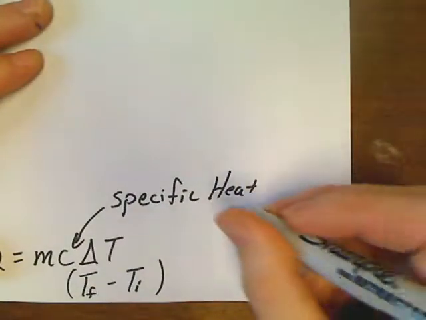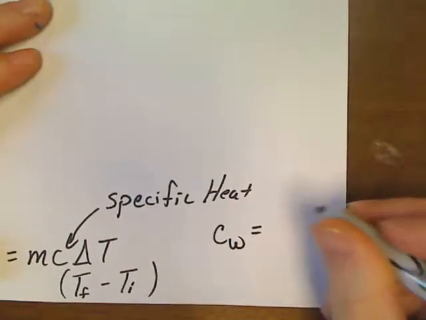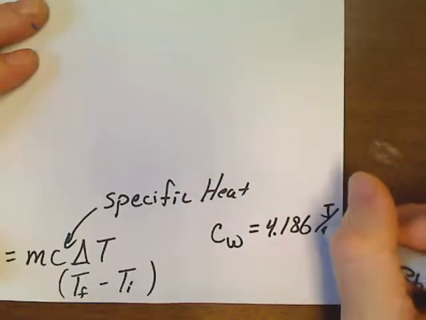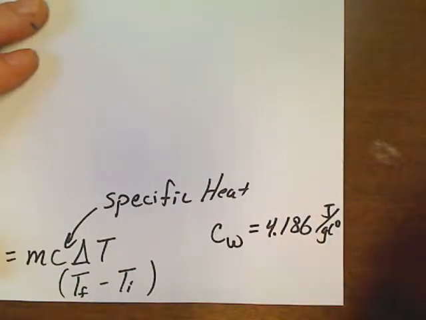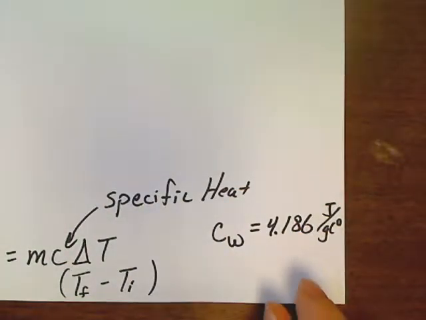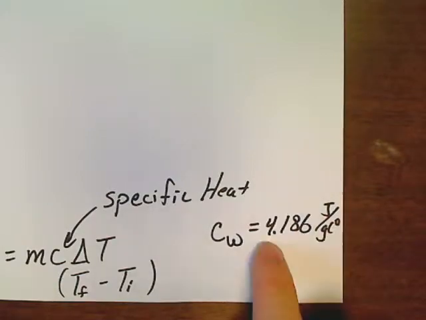Now, I do need to make sure you remember one thing for this lab. The specific heat of water is 4.186 joules per gram Celsius degree. Oh yeah, there's different units. It can be 4,000 if you're in kilograms, and it can be 1 if you're in calories. But we're going to be using this for the sake of this lab.